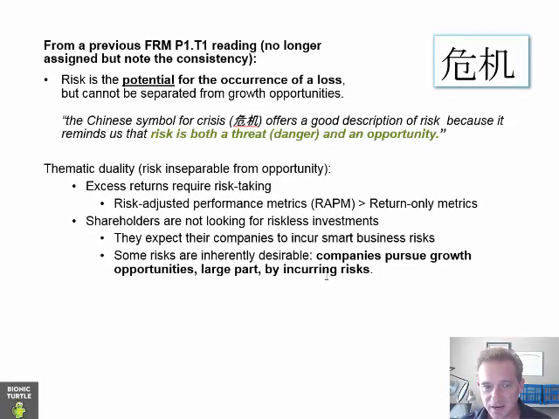And then also here, I have some concept from previous reading that introduced the syllabus, just to note the consistency. The FRM churns quite a bit, but here is the same idea from the previous reading that has been replaced by the Crouhy textbook, where those authors had said that risk is the potential for the occurrence of a loss, but it cannot be separated from growth opportunities. And they also referenced the Chinese symbol for crisis because it includes both threat or danger and opportunity.